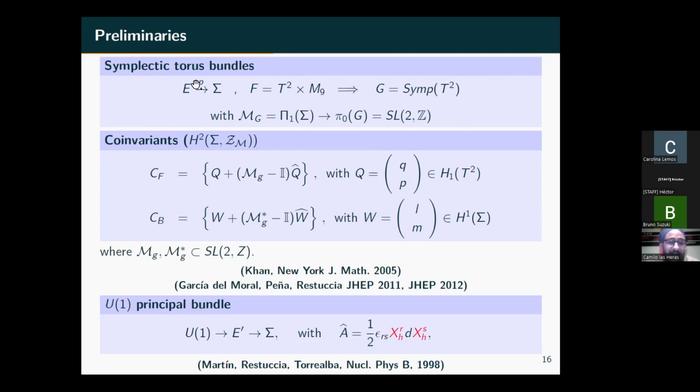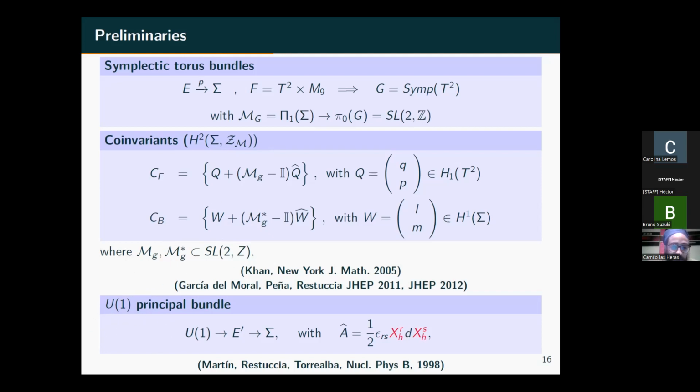The inequivalent classes of symplectic torus bundles are classified in terms of the coinvariants, which are given by this expression that we have here, where Q and W are the charges of Kaluza-Klein and winding respectively, okay? And this is the monodromy subgroup. It can be checked that when the monodromy is trivial, the coinvariants only have one element, okay? For non-trivial monodromies, we have kind of equivalence classes of fiber bundles.